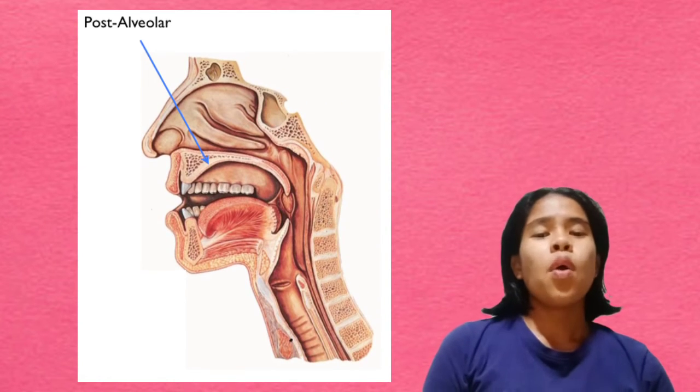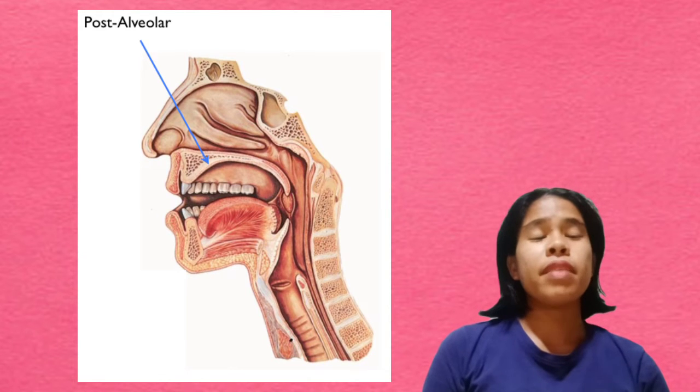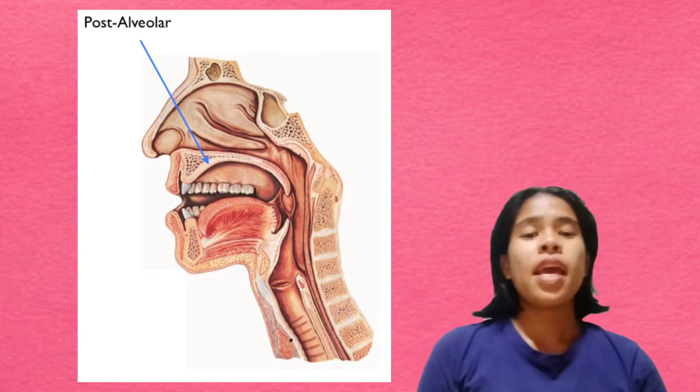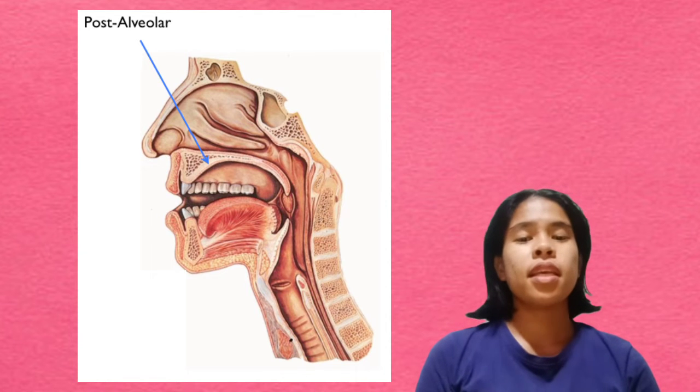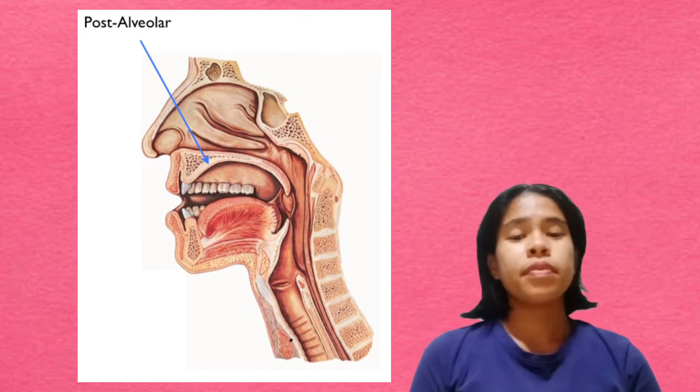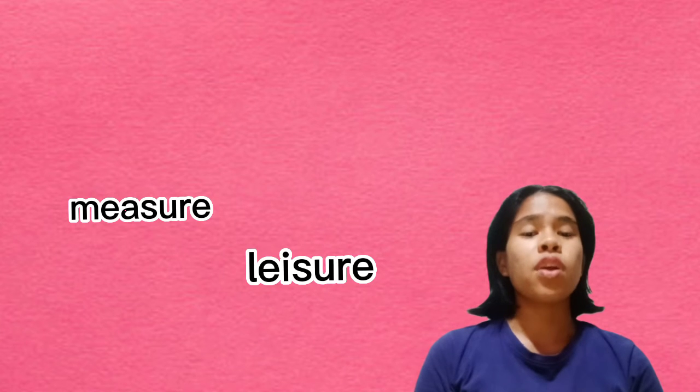Post-alveolar. When you pull your tongue back just a bit from the alveolar ridge, the sounds change enough to be recognized as distinct consonants. Sounds like j, like major, or leisure.